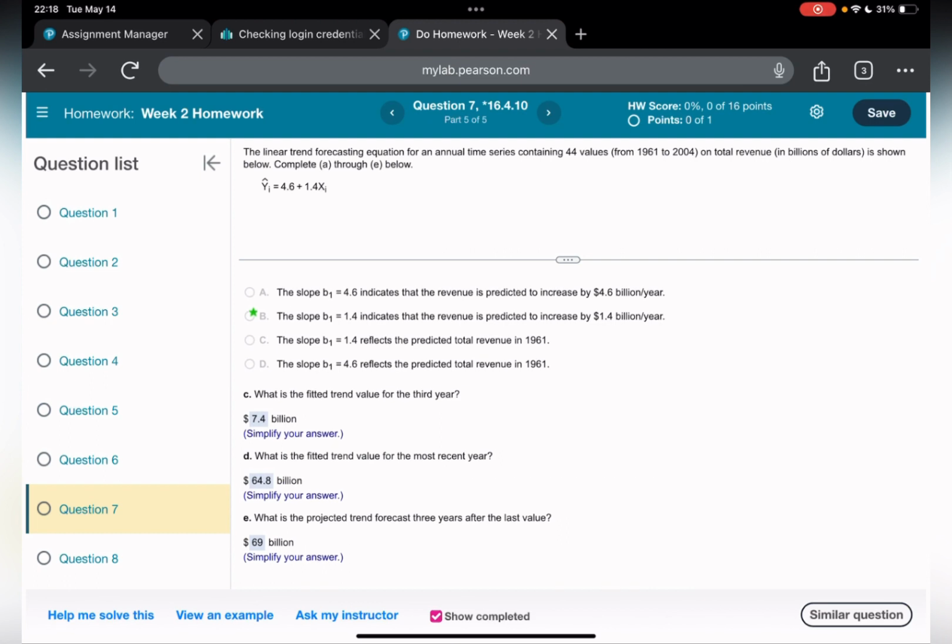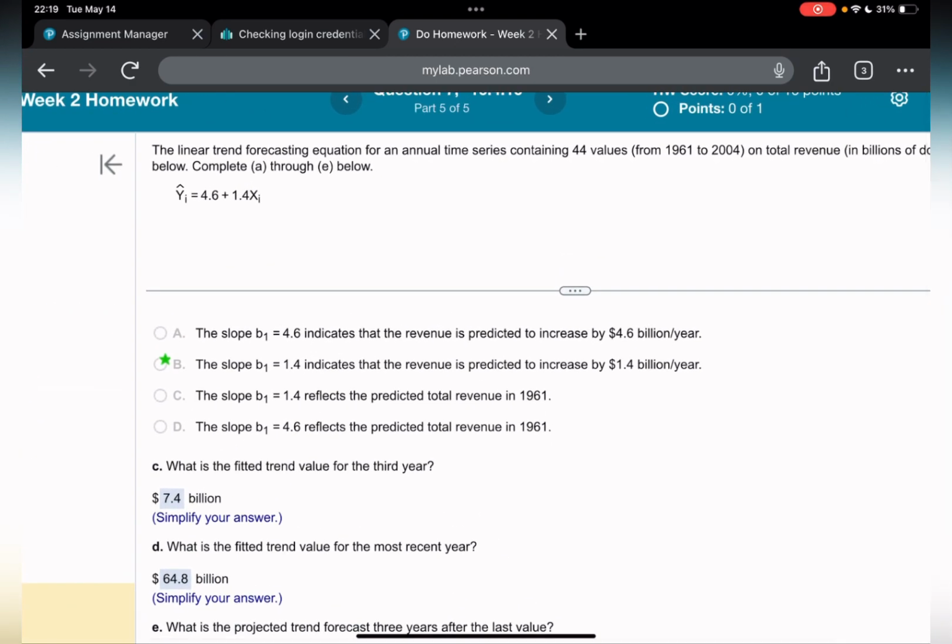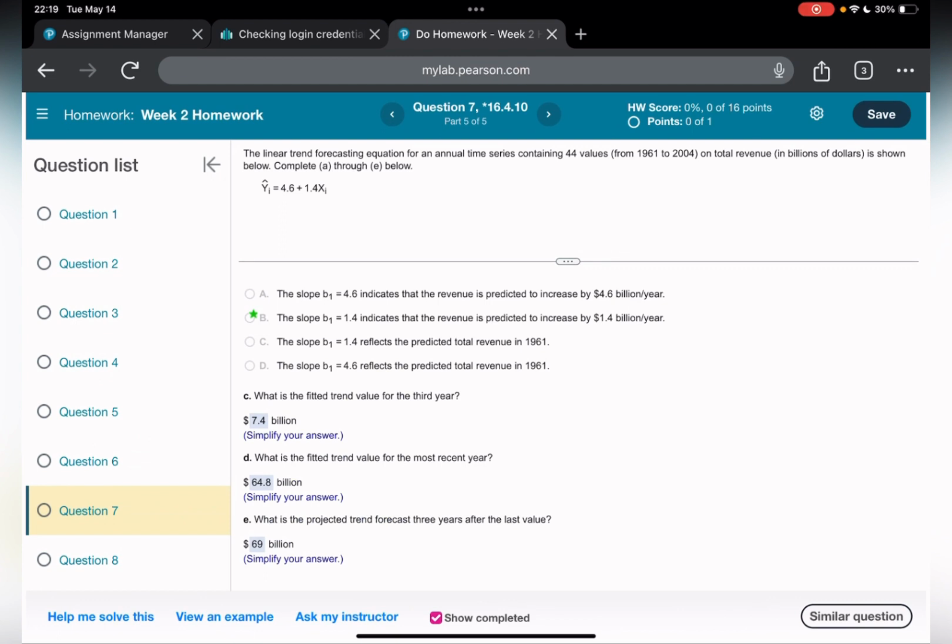And D, what is the fitted trend value for the most recent year? Okay, it's asking here in the word problem about the linear trend forecasting equation for an annual time series containing 44 values. So the most recent one is 44, so the previous will be 43. So in this formula we plug in 43: 4.6 plus 1.4 times 43, and that's the result you will get, 64.8.